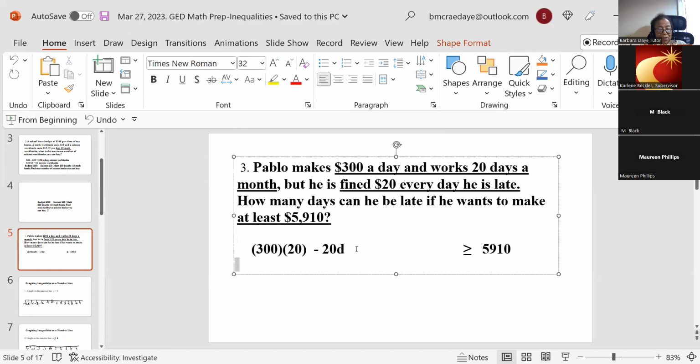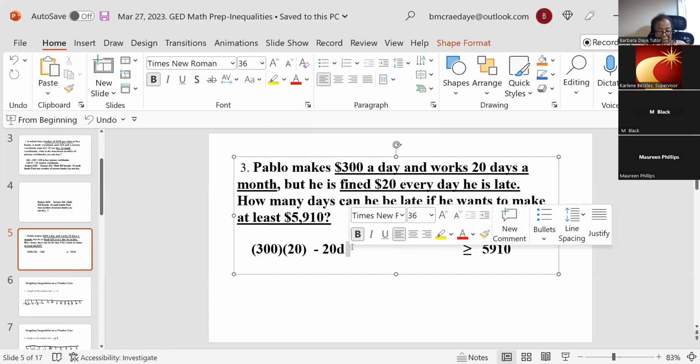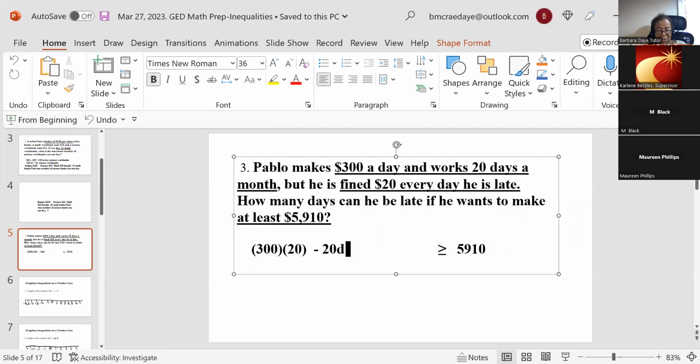Okay, so now you've got your inequality set up, and I need you to solve it. Now the inequality is $300 a day times 20 days. That's how much he makes. His fine is $20 per day, so that's subtracted, right? So we're looking for days. How many days can he be late if he wants to make at least $5,910? So I need you to solve this inequality for D.